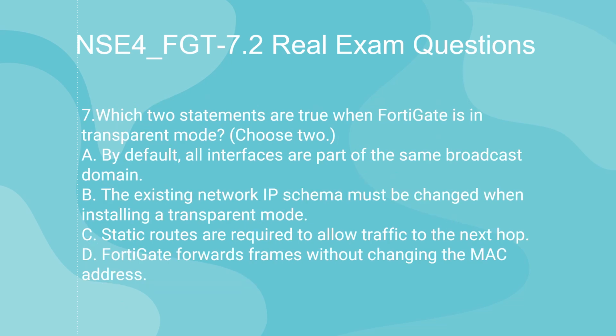7. Which two statements are true when FortiGate is in transparent mode? Choose 2. A. By default, all interfaces are part of the same broadcast domain. B. The existing network IP schema must be changed when installing in transparent mode. C. Static routes are required to allow traffic to the next hop. D. FortiGate forwards frames without changing the MAC address.